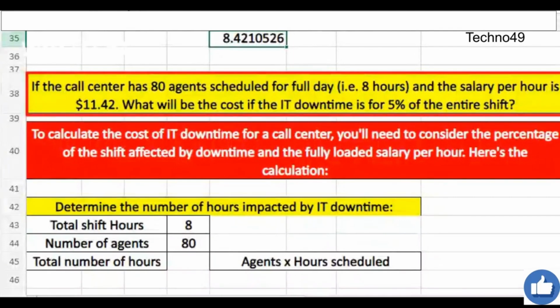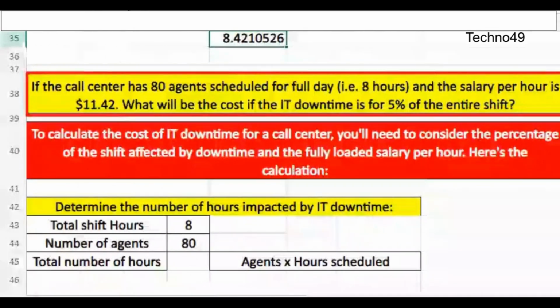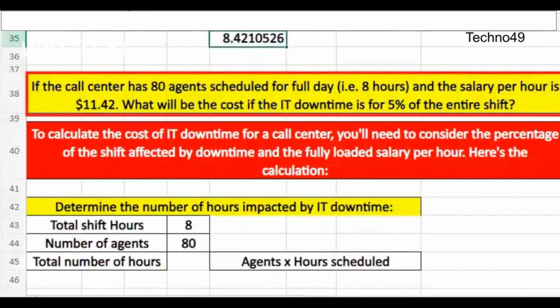First of all, we have to understand what the question is trying to tell. Here we have 80 agents scheduled, the scheduled time is 8 hours for one agent, and the salary for one agent per hour is 11.42. Due to some reason, we have IT downtime. So we have to find out what will be the cost if the IT downtime is 5% of the entire shift. To calculate that, we simply follow this scenario I have written down here.